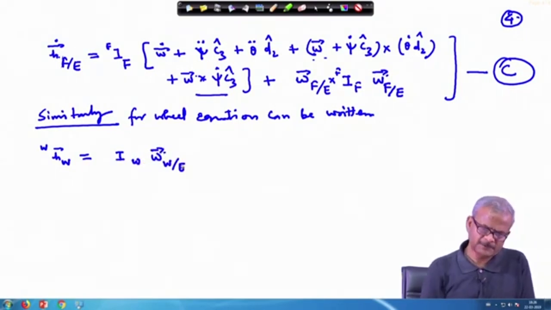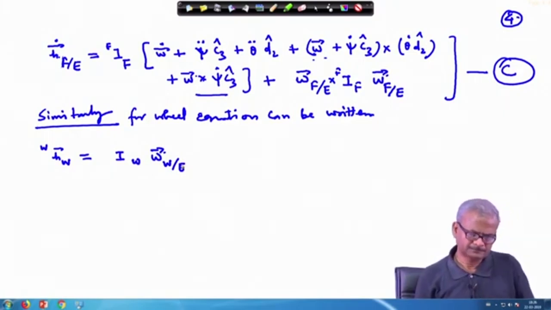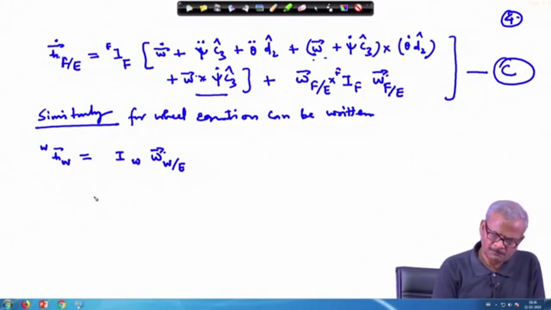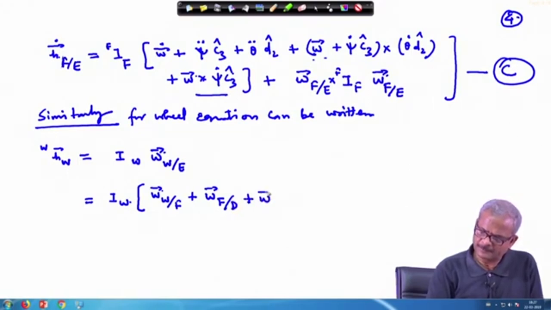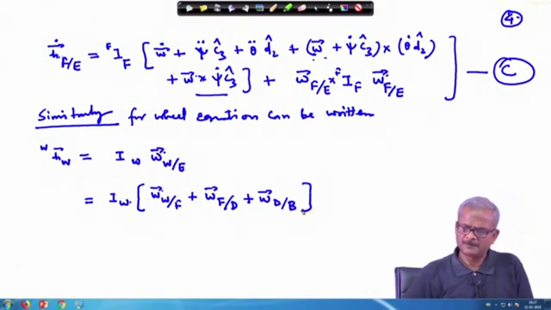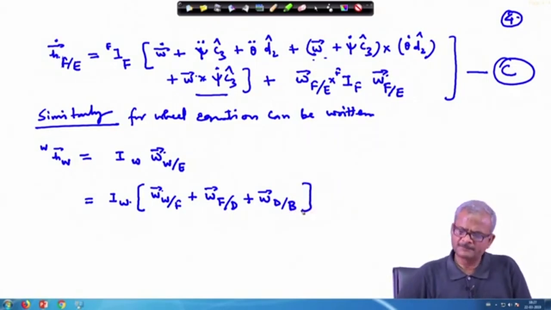Omega wheel with respect to E, this is the basic equation. And omega wheel we can write as angular velocity of the wheel with respect to the F frame plus angular velocity of the F frame with respect to the D frame and then angular velocity of the D frame with respect to the B frame. We are not writing with respect to the C frame because C is also fixed in the body and B is also fixed in the body. So, it is just a matter of orientation, okay. It is not rotating.